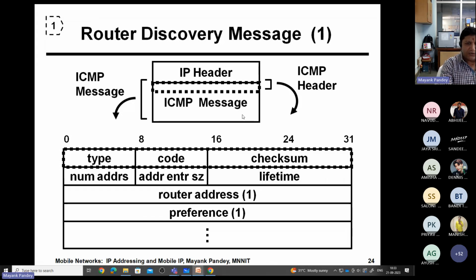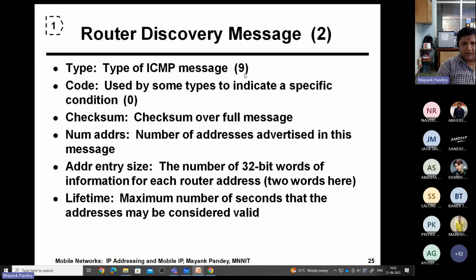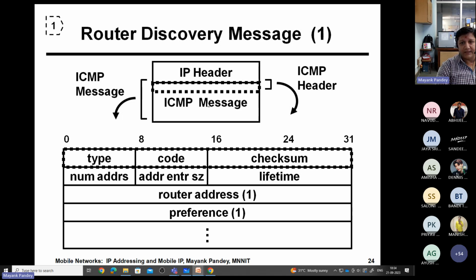What is ICMP router discovery? The type is 9. Checksum is going to be there. How many addresses are getting advertised? What is the size, whether it is router discovery for IPv6 or IPv4? Here we are taking the example of IPv4. This is 32 word, and the lifetime, how much time this router address is going to be valid for, is already there in ICMP router discovery.